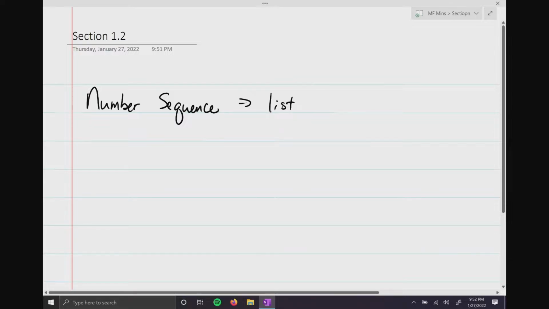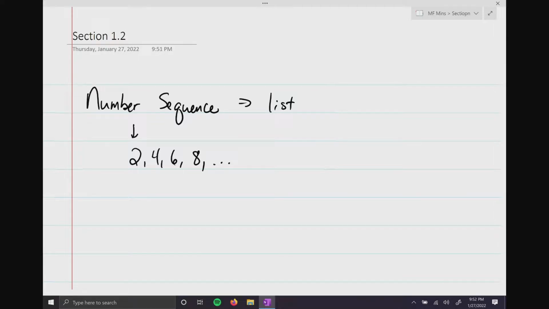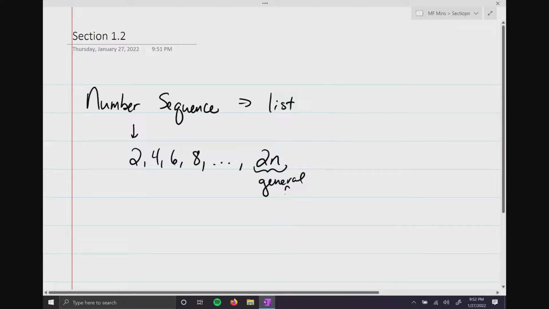Now, an easy one would be something like 2, 4, 6, 8, and so forth, okay? So this is a sequence of numbers. Notice that I have a first number 2, the next number is 4, and so forth. Sometimes we could get lucky and look at this list and say, oh, 2, 4, 6, 8, those are even numbers, and we can come up with what we call a general formula. So 2 times n is going to generate all of the values within this sequence.